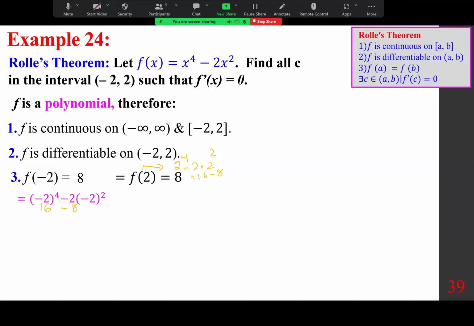So let's go back and recap. We showed that it's continuous in a closed interval of a to b. We showed that f is differentiable in the open interval of a to b, which was -2 and 2. We showed f of a equals f of b. In other words, f of -2 equals f of 2 equals 8. You have to show that. Therefore, according to Rolle's theorem, this means there exists a c that is an element of a and b such that f prime of c equals 0.